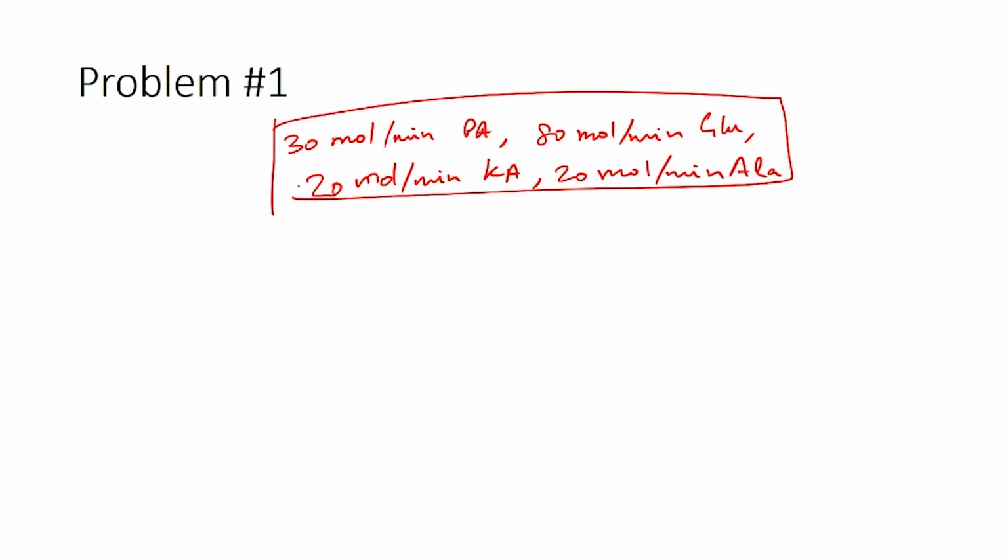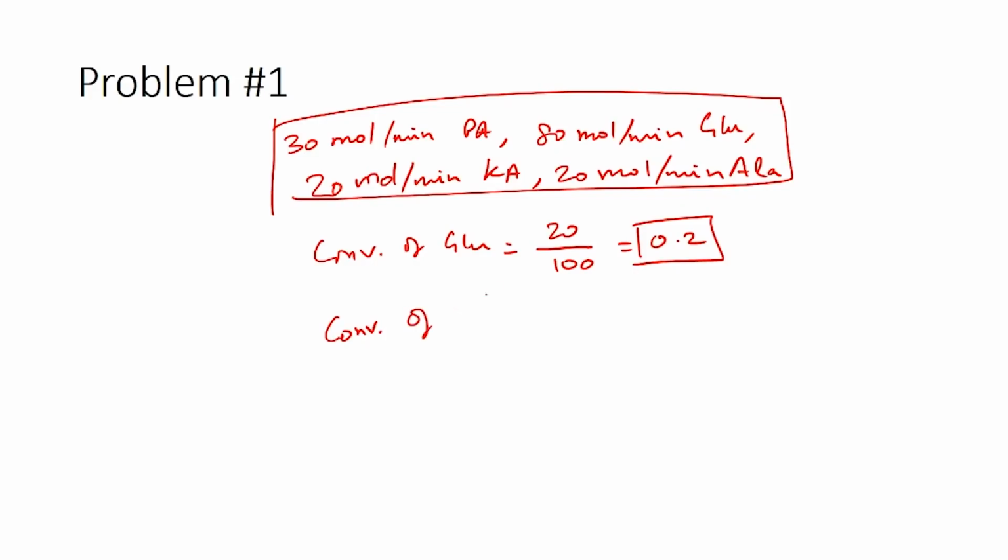So we also have been asked to calculate the fractional conversion of glutamine and pyruvic acid. So conversion of glutamine would be equal to the number of moles of glutamine consumed divided by the number of moles of glutamine fed. So this is 20 divided by 100, giving you a conversion of glutamine as 0.2 and conversion of pyruvic acid would be equal to number of moles of pyruvic acid consumed divided by the number of moles of pyruvic acid fed, which would be 20 divided by 50, giving you 0.4 as the conversion of pyruvic acid.